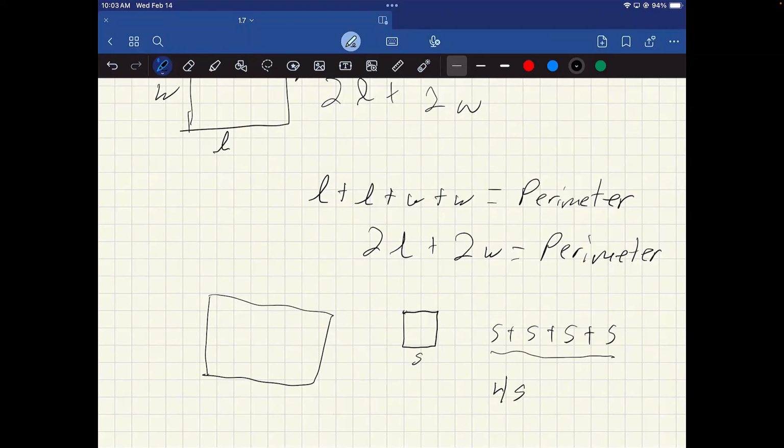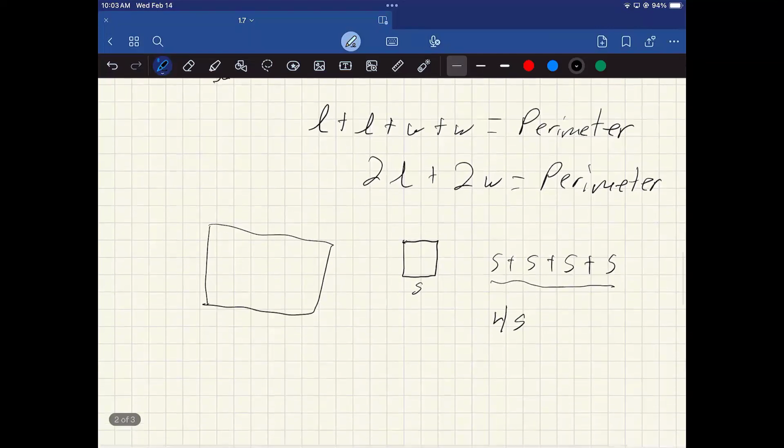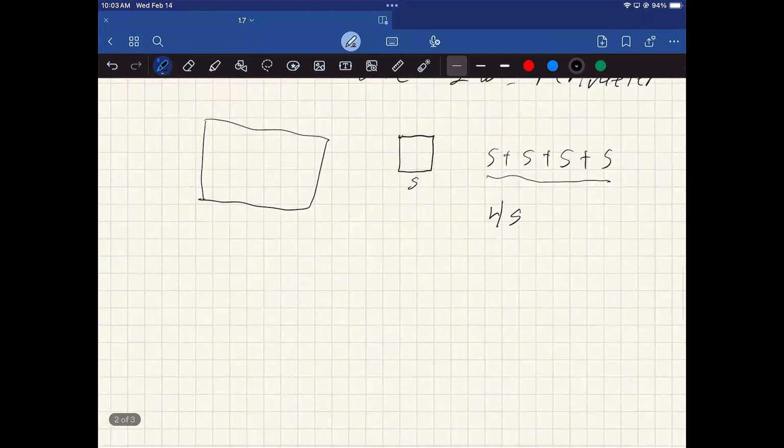If the lengths are different, I just add them together. If a few of the lengths are the same, I can use that to add them in groups. When I say perimeter, I'm just talking about if I need to put a fence around it, how much fencing I need to buy. If I'm walking around it, how far did I walk?